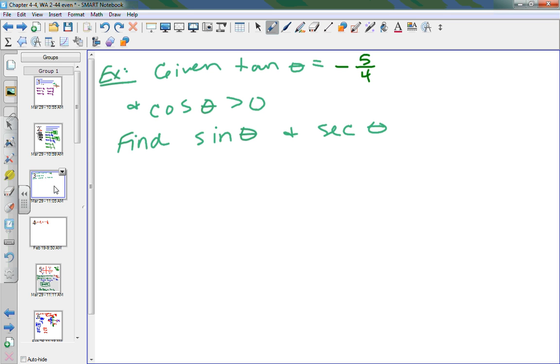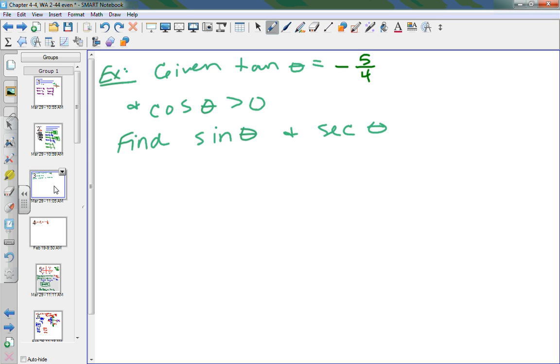Now, given the tangent of theta is equal to negative 5 over 4, what in the world does that imply? What is the definition of tangent? Sine over cosine. Sine is negative 5. Cosine is 4. Well, I have a problem with that because we talked about this previously.